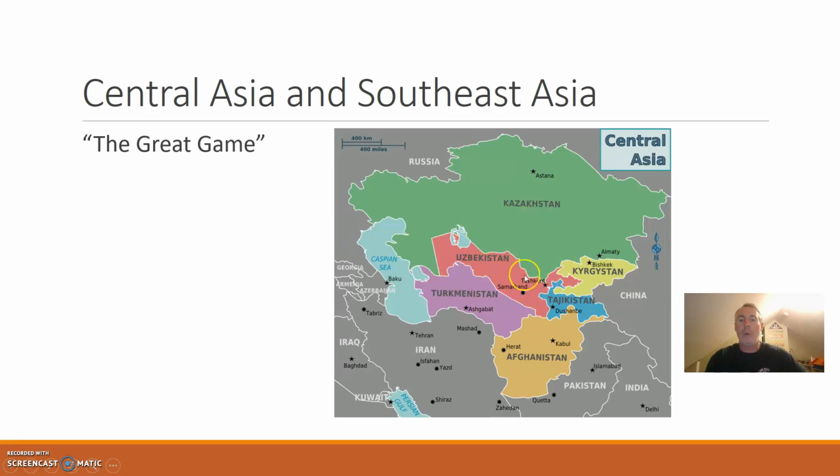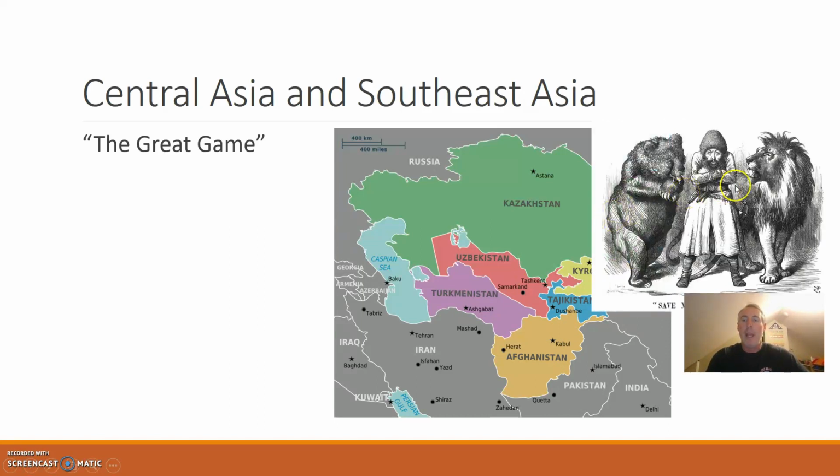Now, all of these ones up here, down to Afghanistan, were eventually conquered by the Russian Empire, and they would even be part of the Soviet Union later. Afghanistan was the tricky one, though, and this is really where an awful lot of the tension between the two came. Here you have the Afghan in the middle of the Russian bear and the English lion. And the British really tried to make significant inroads into it, but they were unable to.